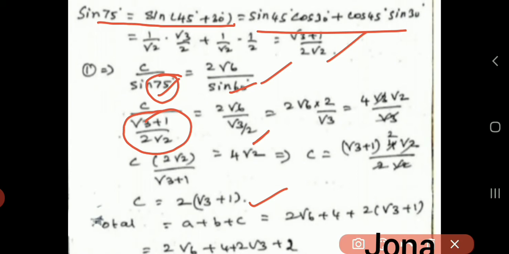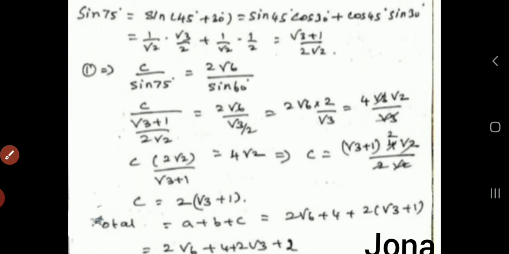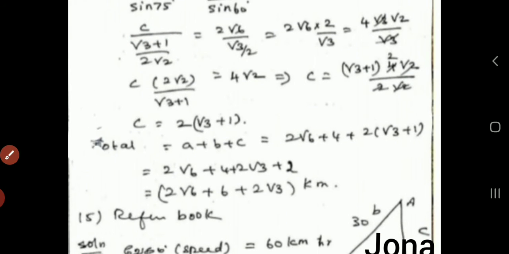Now we have got the value of A, B and C, the sides of the triangle. That is A is 2 root 6, B is 4 and C is this one. And then we can simplify this equation, multiply the bracket inside, so that we have 2 root 6 plus 6 plus 2 root 3 kilometer as the perimeter of the triangle.